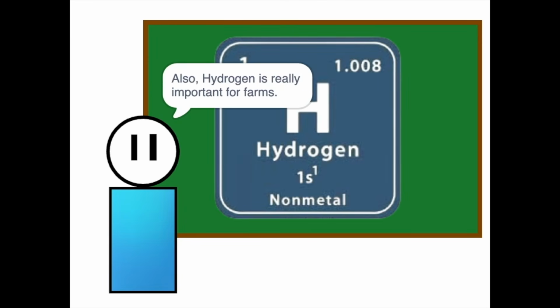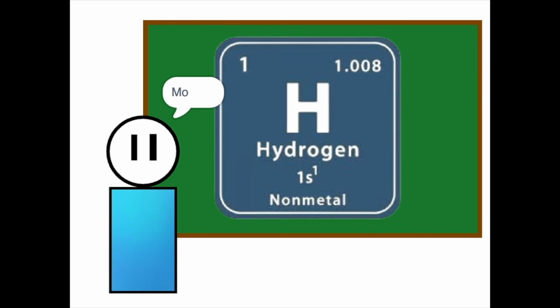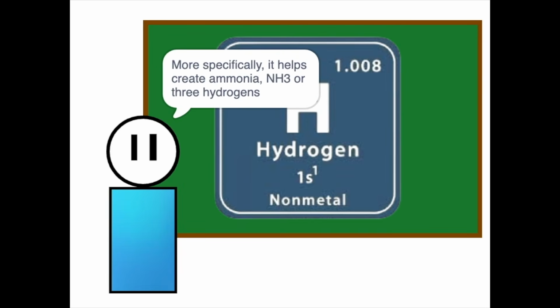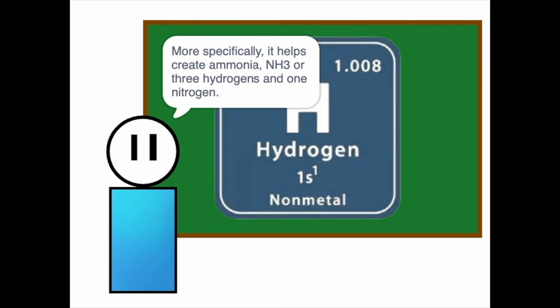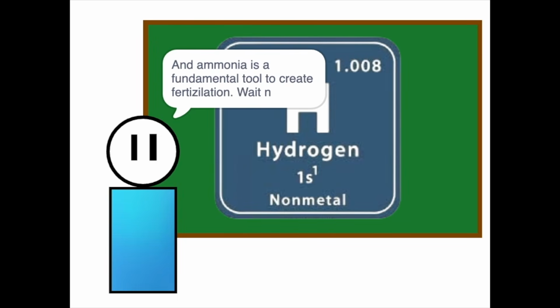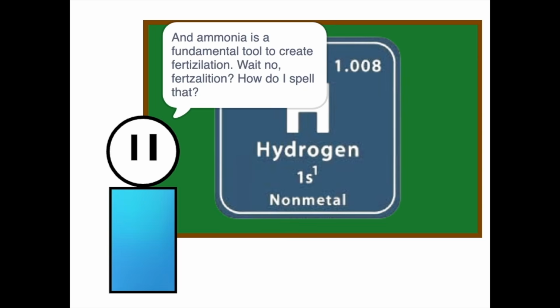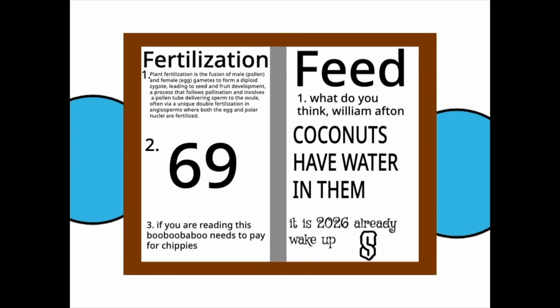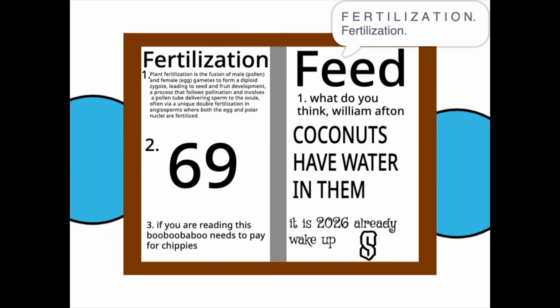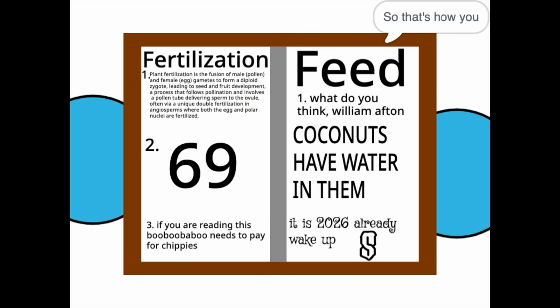Also, hydrogen is really important for farms. More specifically, it helps create ammonia, NH3, or 3 hydrogens and 1 nitrogen. And ammonia is a fundamental tool to create fertilization. Wait, no, fertilization? How do I spell that? Fertilization, fertilization. So that's how you spell it.